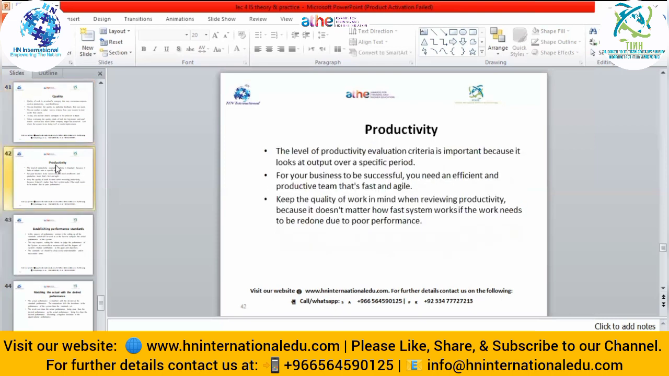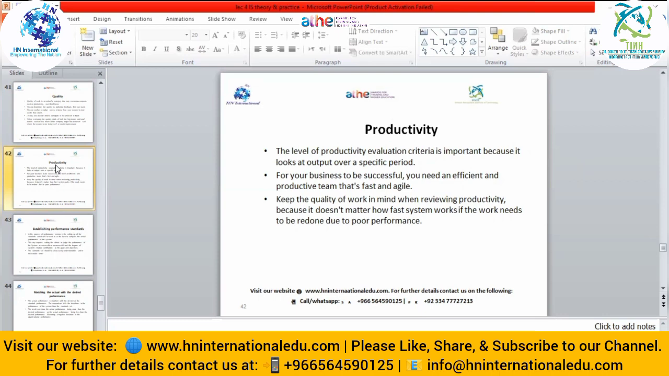Productivity: how productive we are. The level of productivity evaluation criteria is important because it looks at the output over a specific period of time. Like in one month, how many products we have made, which services we have given, and how many new customers we have attained. So we have to check the productivity according to some specific time.